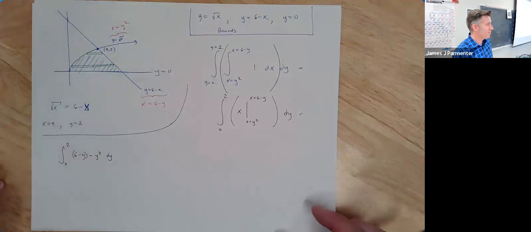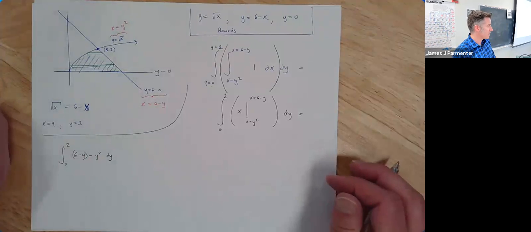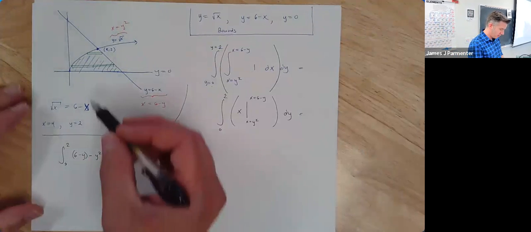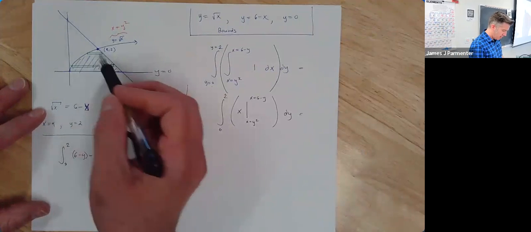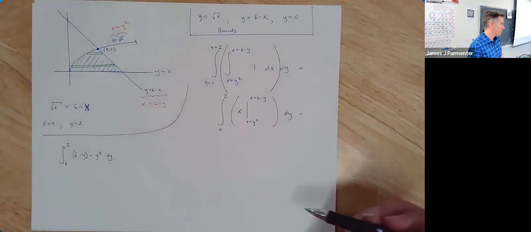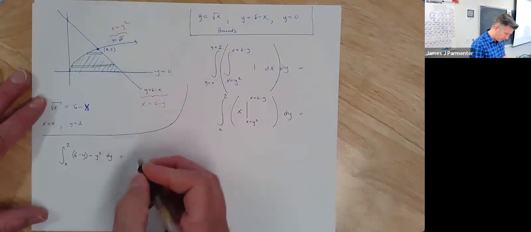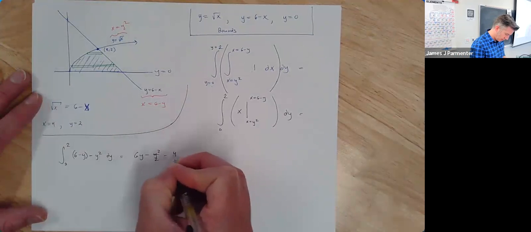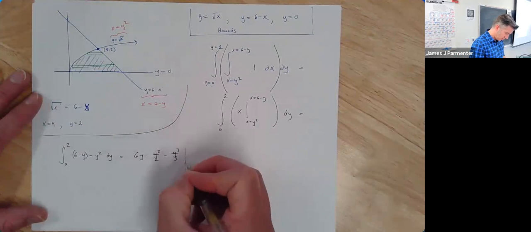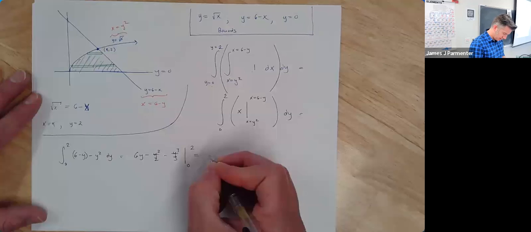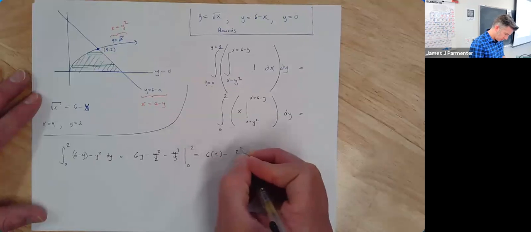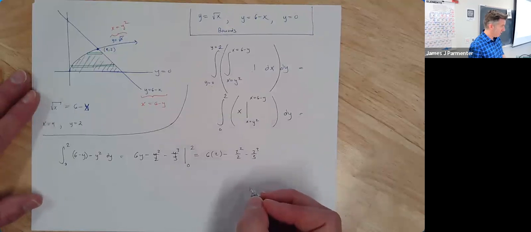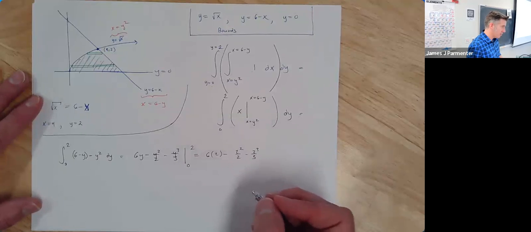Notice this is what it would look like if you had just done it the regular 16B way using horizontal cross sections. You do the integral from as low as y equals 0 to as high as y equals 2 of the right function minus the left function. And then you'd integrate 6y minus y squared over 2 minus y cubed over 3. Plug in from 0 to 2, you get 6 times 2 minus 2 squared over 2 minus 2 cubed over 3. I'm not going to write it down, but minus 0 minus 0 minus 0.